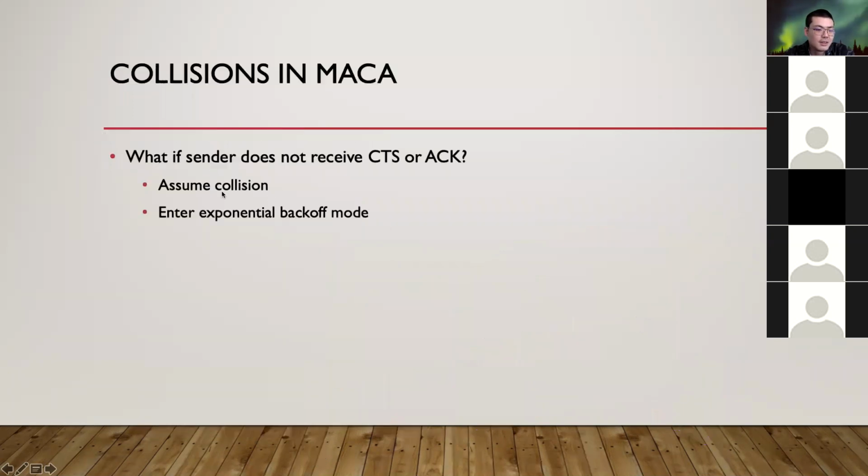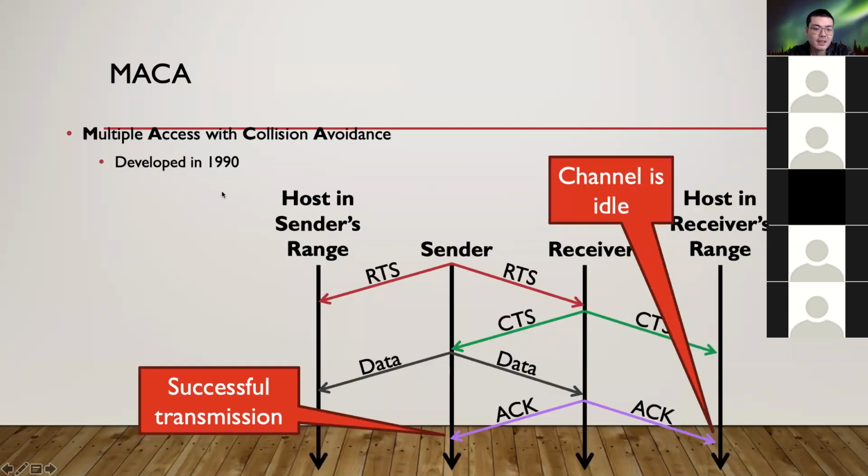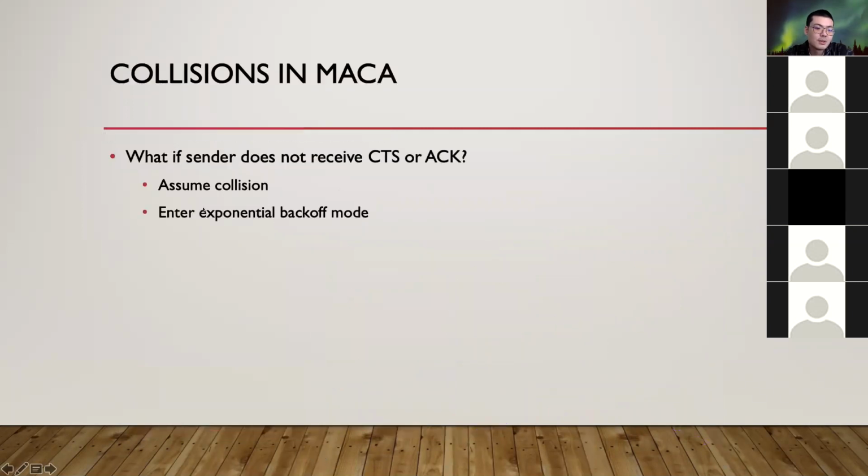But you cannot just hear somebody and think it's a collision, like I said. If you hear somebody, you think it's a collision, but maybe when you send to a receiver, that collided signal cannot be heard by the receiver, and you can send it anyway. So only when you cannot receive CTS or ACK, when you cannot get confirmation from the receiver, because maybe the receiver cannot interpret what you were sending due to collision, then you can enter exponential backoff.